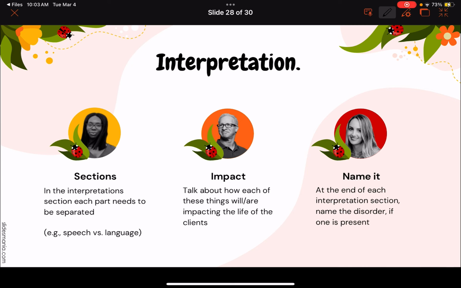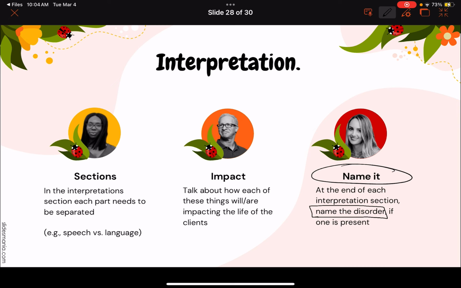And here is where it is really important that we name the disorder. So we break down the parts. We talk about how they are or will impact the life of our client, whether that's a child or an adult. And then we're going to say, now, is there a disorder? And you must name the disorder that is present. Do we have a speech sound disorder? Do we have a receptive language disorder? Do we have a pragmatic language disorder? Making sure that we are naming it.